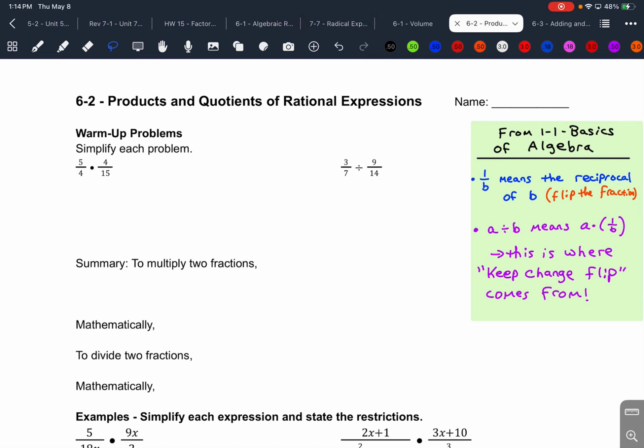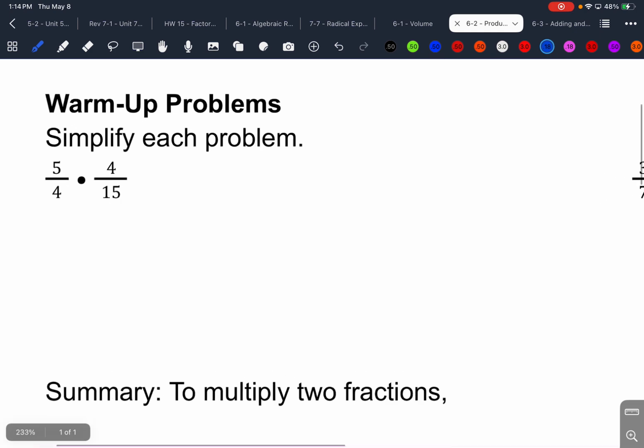Okay, we're gonna take a look at 6-2, and we're gonna start with a warm-up. This is basically, we're gonna be multiplying and dividing rational functions here. So just a little warm-up of starting how to multiply fractions. So the first thing that we learn is you can multiply straight across and get 20 over 60.